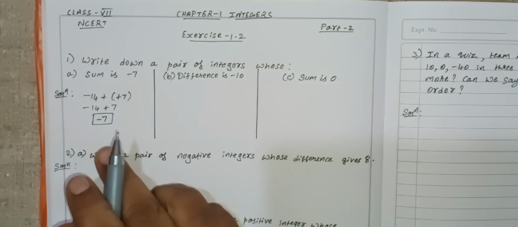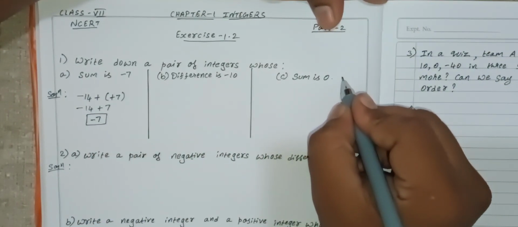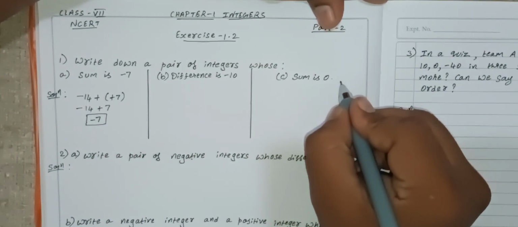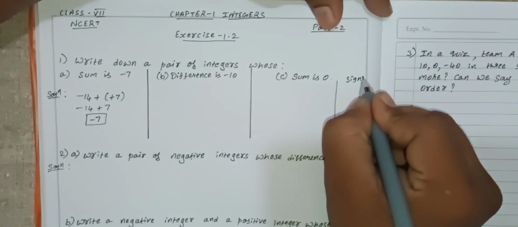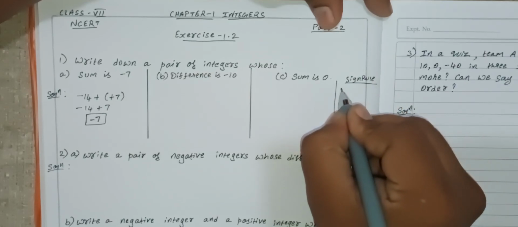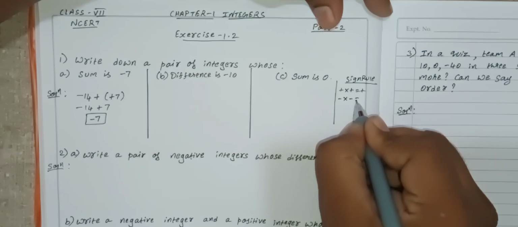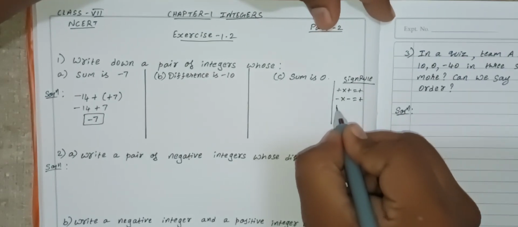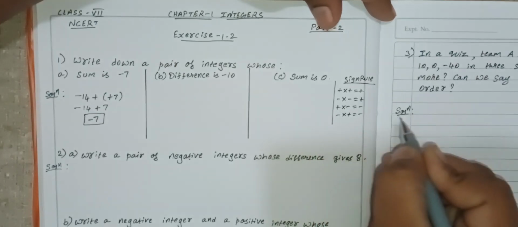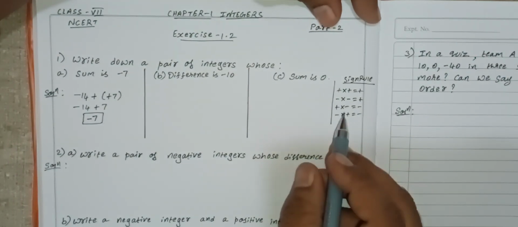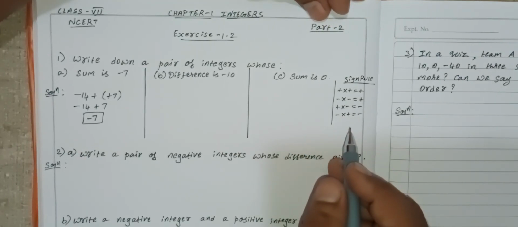Before this, you should know the sign rule. That is very, very important. I'll mention it here, that is the sign rule. Plus into plus is equal to plus, minus into minus is equal to plus, plus into minus is equal to minus, and minus into plus is equal to minus. And based on whether it is a greater value or lesser value, the sign will change.